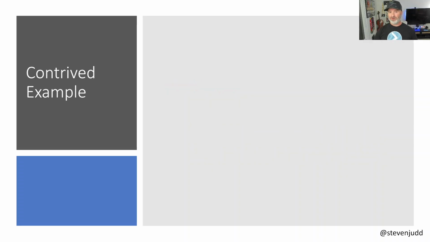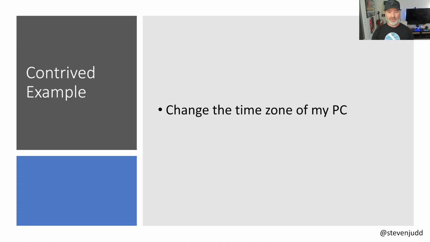All right, so here is our contrived example that we're going to use for this video: we're going to change the time zone of my PC. We're going to pretend like I don't know how to do that through the UI, and I want to do it in PowerShell, or just want to be cool, and I don't really know how to do it, so that's what we're going to do. All right, so here we go. To the console.